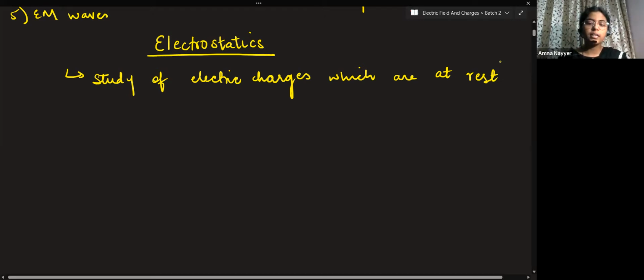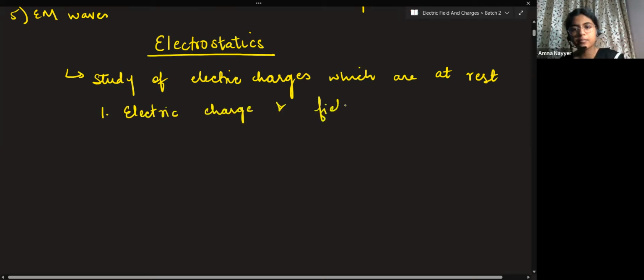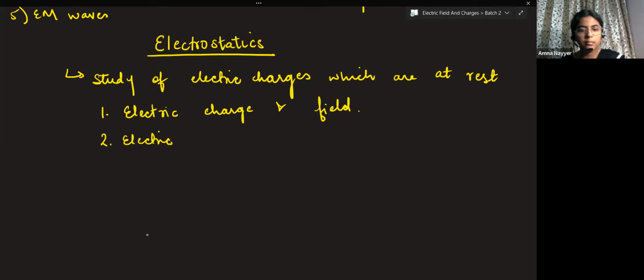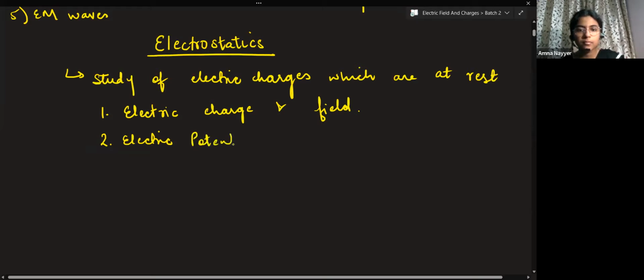You will not be considering the acceleration or the velocities of the charges. All right. Now under electrostatics, as I've already told you, you have the first chapter of your NCERT as electric charge and field, and the second chapter as electric potential and capacitance.